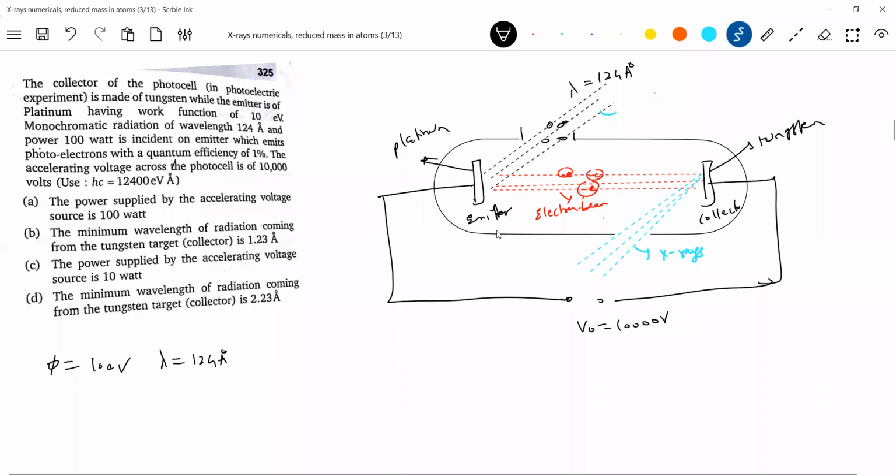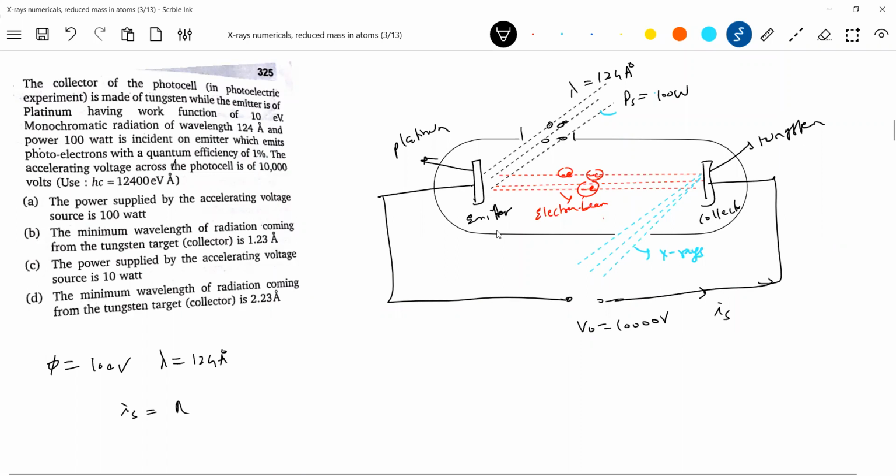Can we get any saturation current? Yes, there'll be a saturation current. So what is the power of this photocell? It should be equal to V naught into I_s. How to calculate saturation current? A power of 100 watt is incident, so the power of the light beam is there. Can we calculate the overall saturation current? Any formula for saturation current?